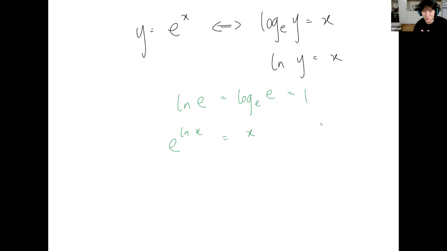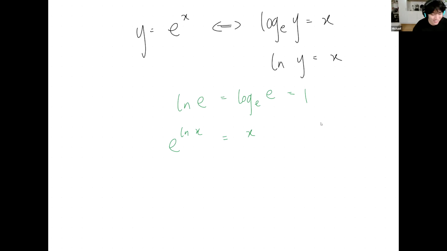There are two ways to think about it. One is to grind it out in your mind. Be like, okay, ln x means what? It means what power of e gives you x, right? Grind it out in your mind: what power of e gives you x? And you apply that power to e. What's that going to give you? x, right?